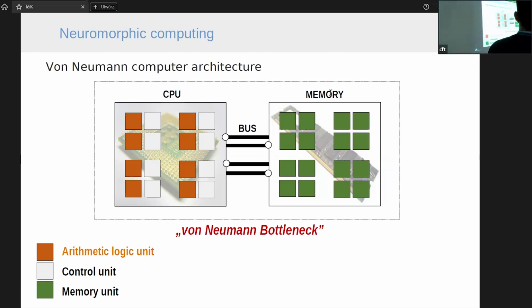Another problem is that our computers work in so-called von Neumann architecture. It means that our processing units and memory units are separated in physical space. We need a lot of electricity just to send signals from processing units to memory units and back. This is particularly problematic in neural networks because there we operate with large amounts of data.